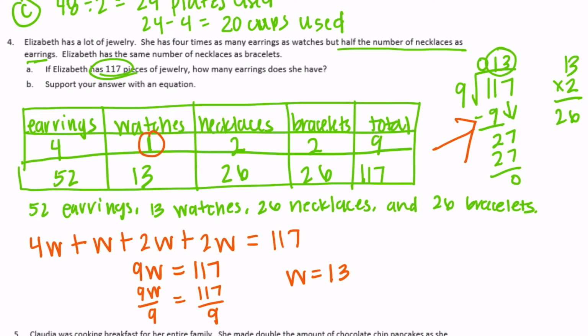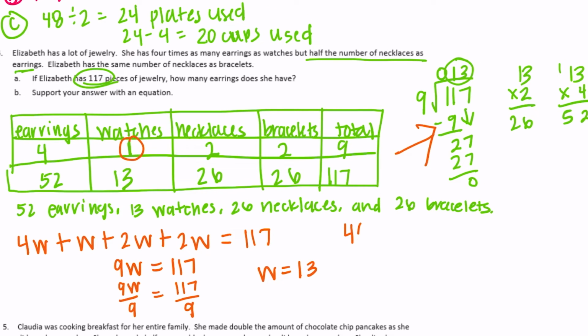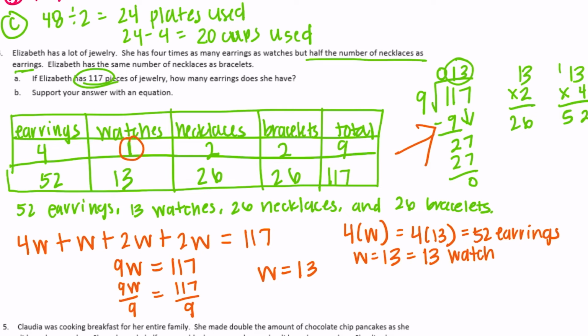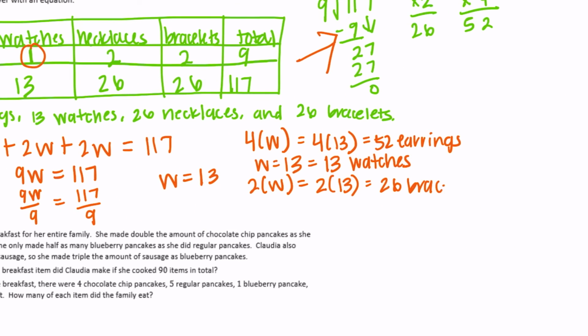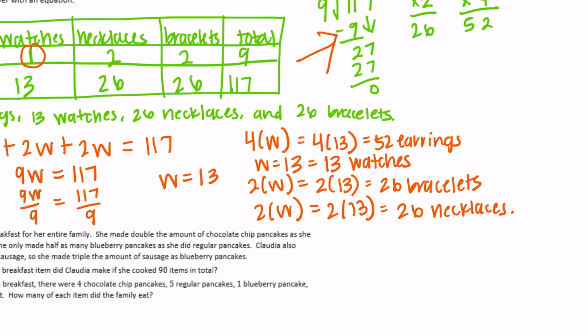And then you just need to plug everything back in and do, so 4W would be equal to 4 times 13, or 52 earrings. W is equal to 13. So that would be 13 watches. 2W is equal to 2 times 13, or 26 bracelets. And then another 2W is equal to 2 times 13 again, and 26 necklaces. So that's how you can do it with an equation.